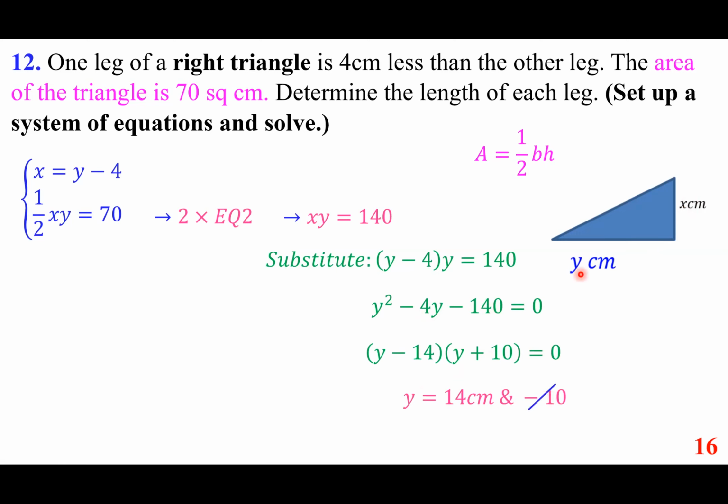If y is 14 centimeters, x must be 14 minus 4, or 10 centimeters. And to check that is very simple. Half of their product must be 70, right? Half of their product, half of 140, is 70. So you can quickly check to see for yourself that it does work.